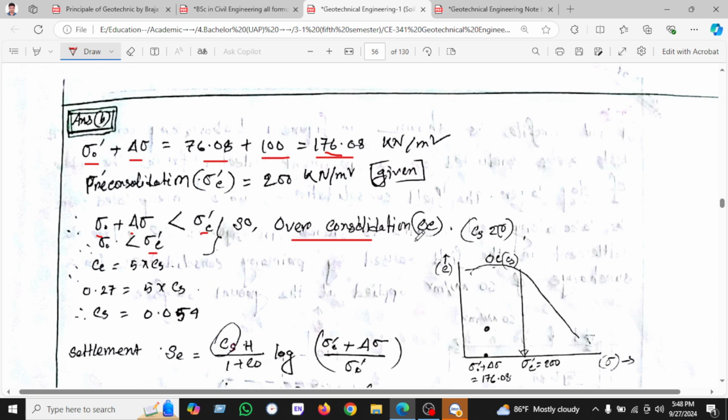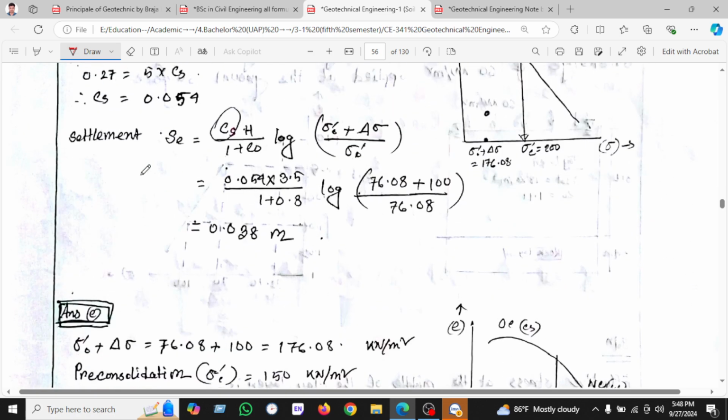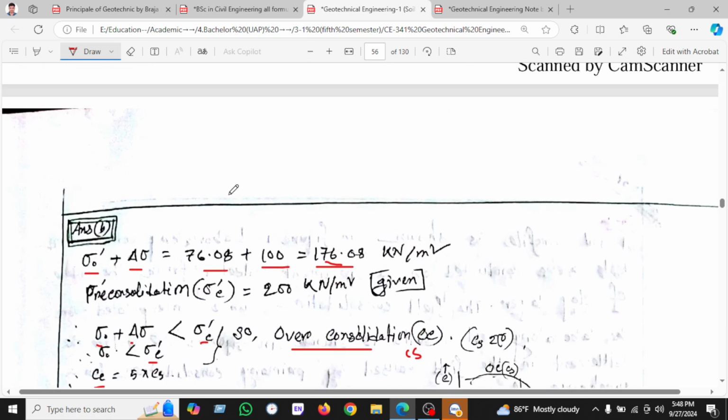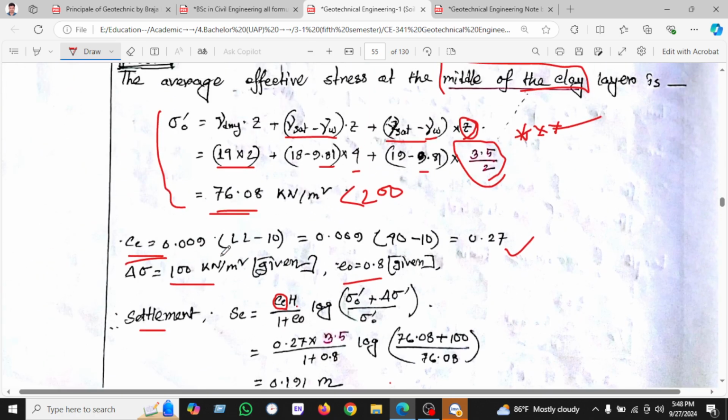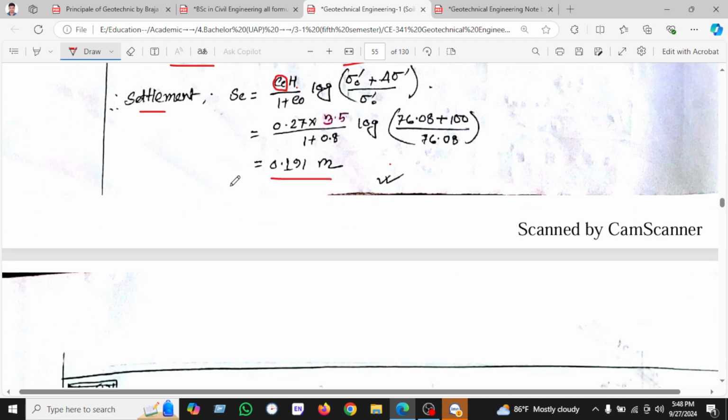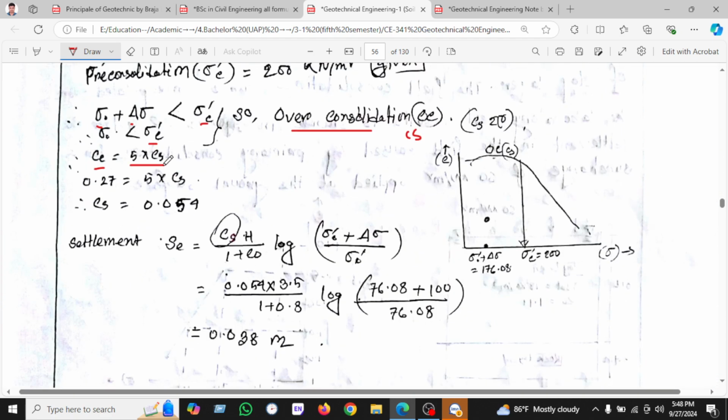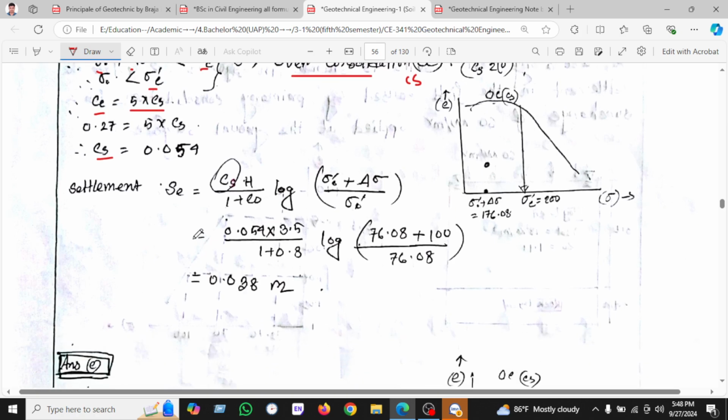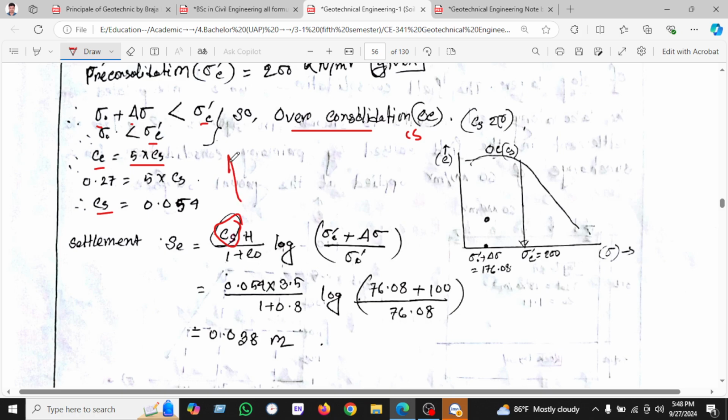When it is OC, then you will use Cs. We know Cs: we have already calculated Cs as 0.009(LL − 10), and found in this way Cs equal to 0.07. So we will use the settlement S equal to Cs. This is the main factor, but how will we get it? We will check this condition. If this condition is satisfied, then Cs will be used: S equals Cs into H divided by 1 plus e naught, log of sigma naught plus delta sigma over sigma naught.